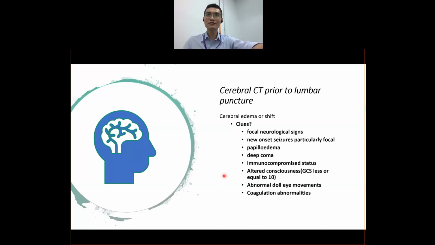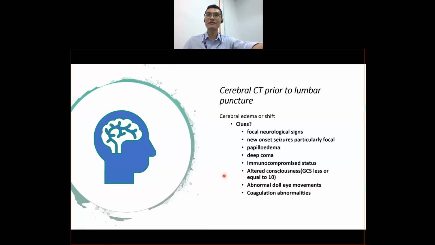The clues include focal neurological signs. If you have a patient coming in confused and you find that one side of the body is not moving, the patient comes in with seizure, or you examine the fundus and find papilloedema, which suggests raised intracranial pressure, or your patient is in very deep coma. Some other clues include immunocompromised status, for example, an HIV patient.